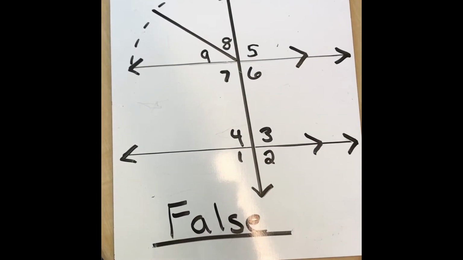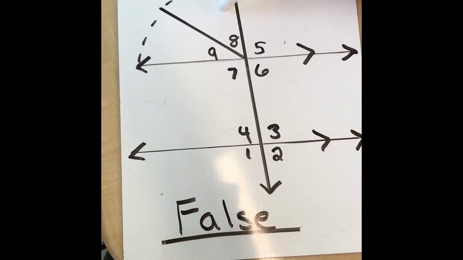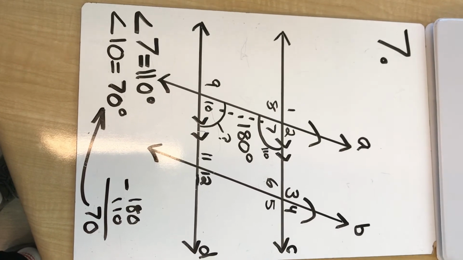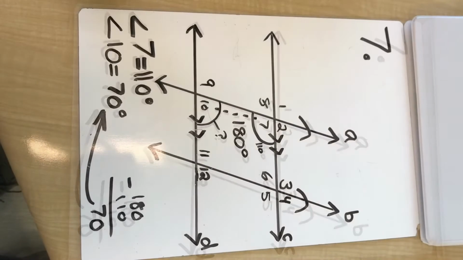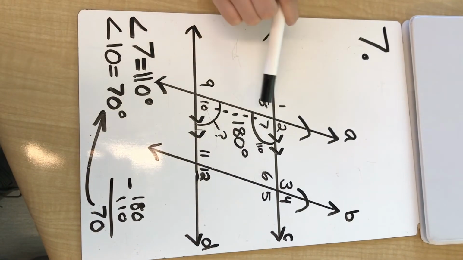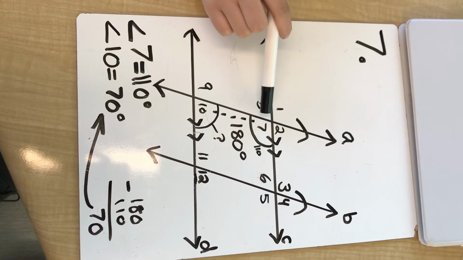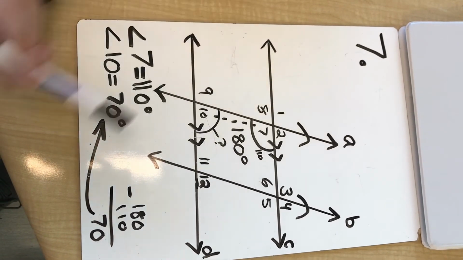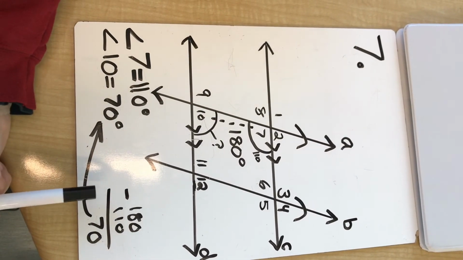So for number 11, we got false because 8 is clearly bigger than 9. Okay, so for 7, we got 70 degrees because it wants to know what 10 is, and 7 equals 110, and 7 and 10 together equals 180. So we did 180 take away 110 equals 70.